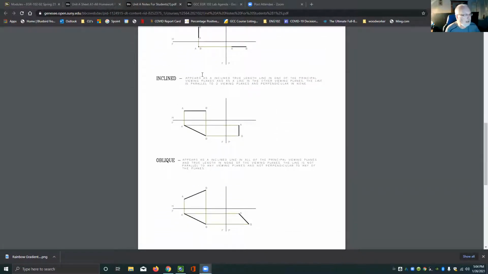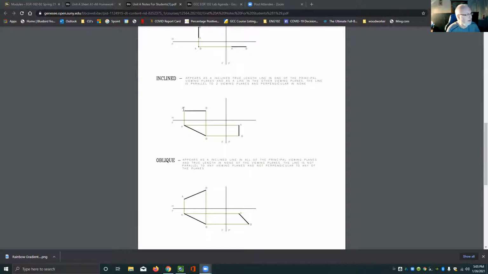The next one is inclined lines, and they appear as an inclined true length line in one of the principal viewing planes. So that's what this line is right here. It's an inclined line. And it appears as a line in the other viewing plane. So it's a line here, and it's a line here, but it's an incline here. The line is parallel to two viewing planes and perpendicular to none. So in the upper left corner here, this is parallel to HF, and down in the lower right, this is parallel with FP. So that means that this line is inclined.